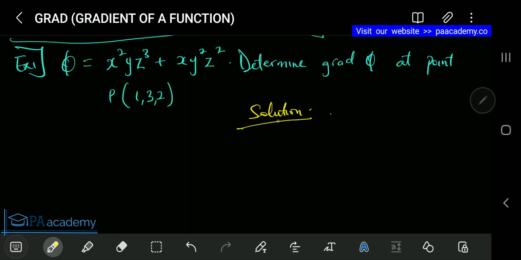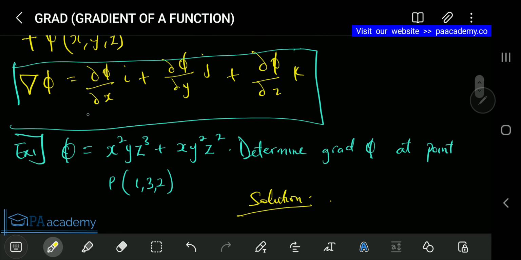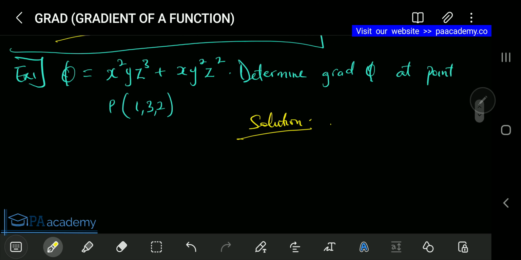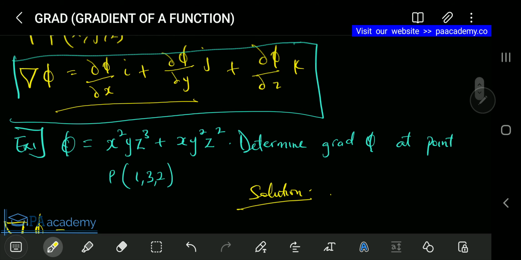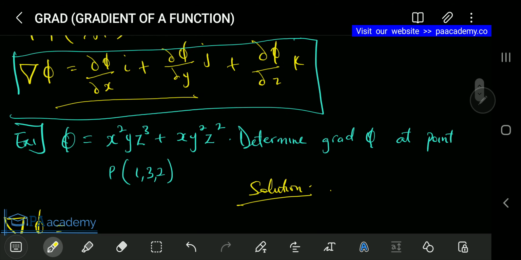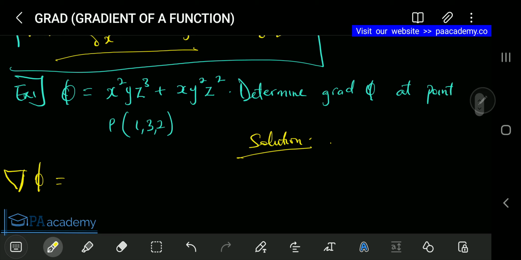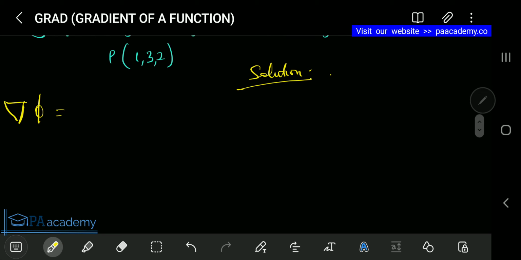So let's do the solution to this. Alright, so now let's recall that, for this, that is the formula we are going to apply since we are dealing with grad. So we are going to be having grad of phi is equal to, just what we have at the top, sorry.